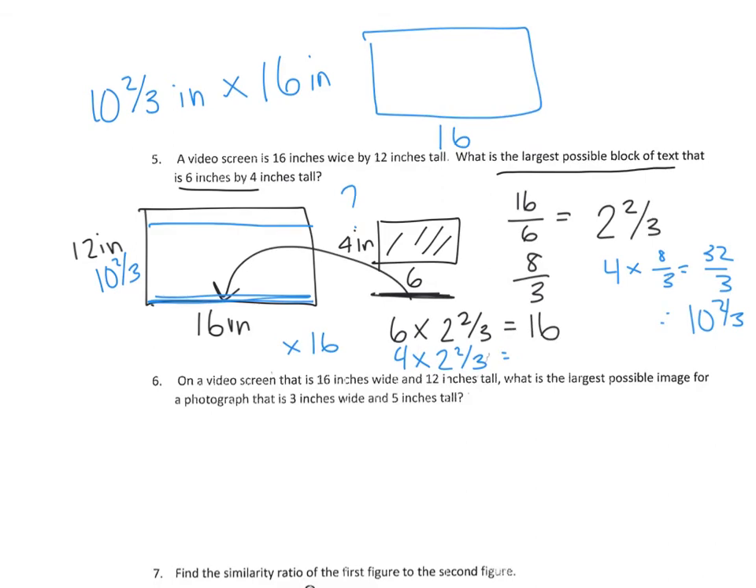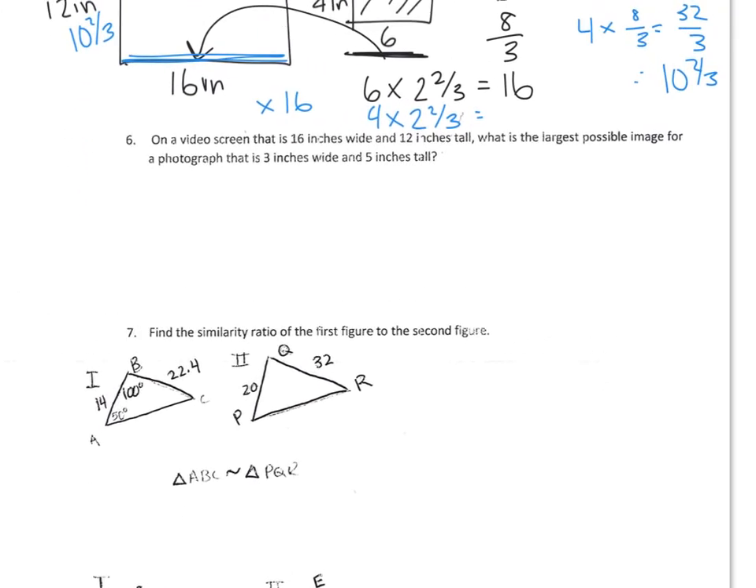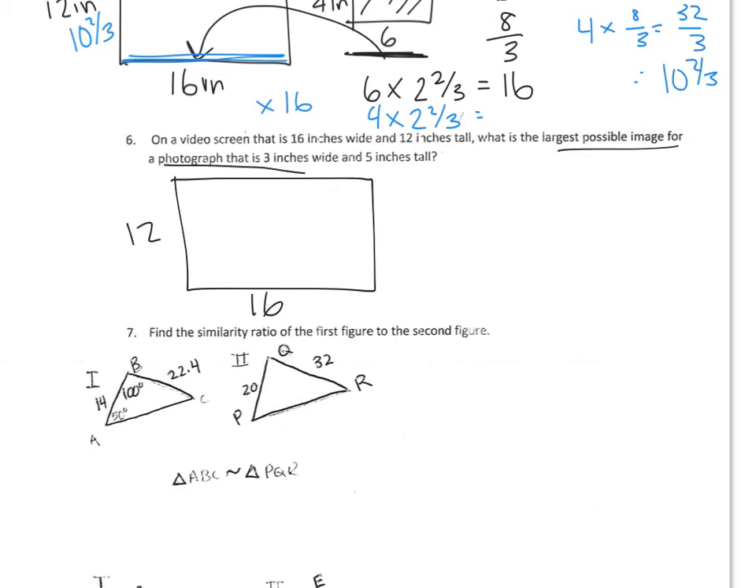Okay, let's do another one. On a video screen that is 16 inches wide and 12 inches tall, so it's the same situation again, 16, 12, what is the largest possible image for a photograph that's 3 by 5? So I'm going to take my 5 and see how many fit into a 16. So I do 16 divided by 5. So 16 divided by 5 is 3.2.